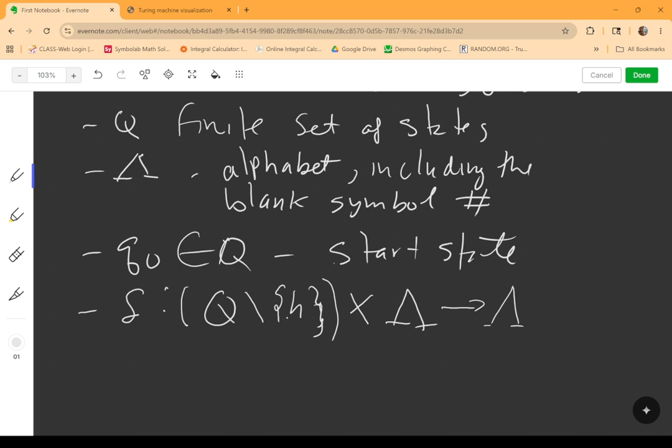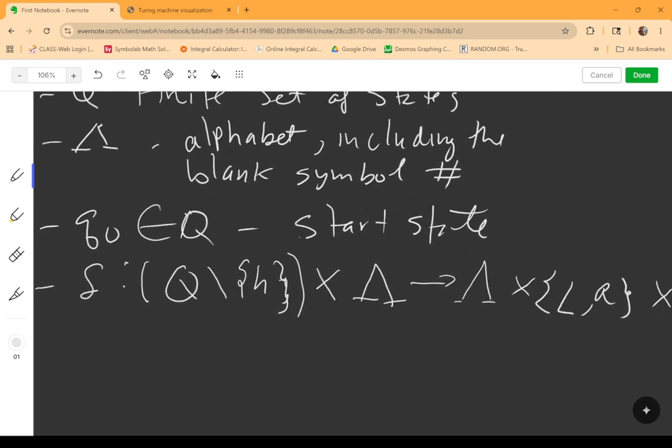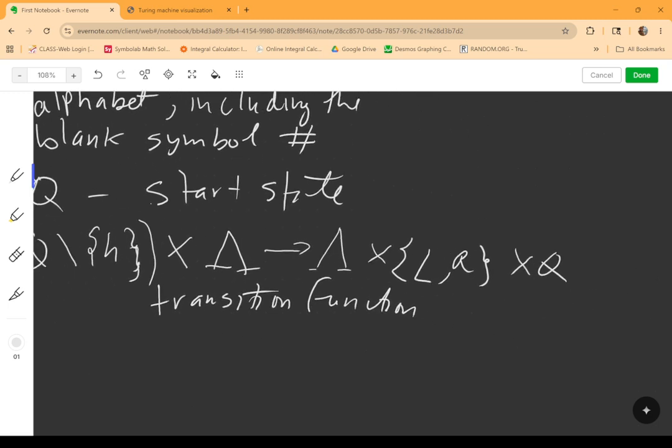So we have the finite set of states along with the alphabet, and that gets mapped onto lambda, L, R, times Q. This is the transition function. So it writes a symbol, it moves either left or right, and then it enters a new state. That's what the L and R mean.